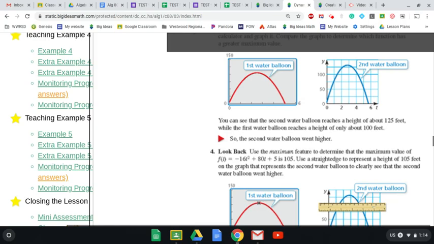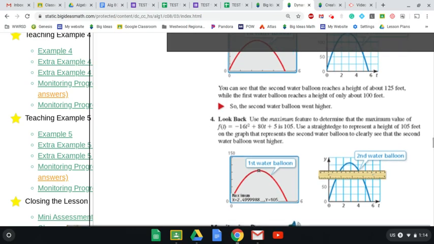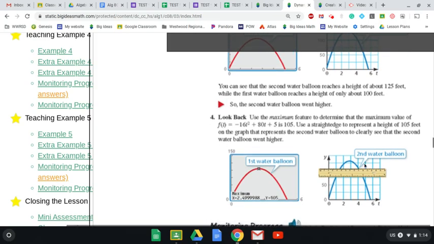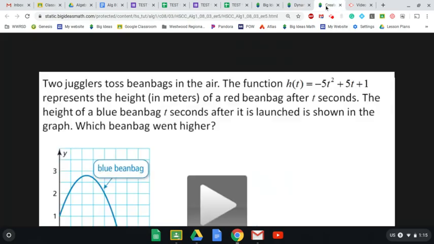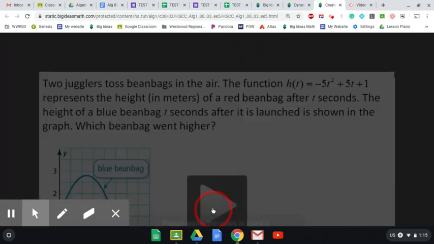Just looking back, you can also use the maximum feature in your graphing calculator to determine the maximum value. To get to that maximum feature, you do second calc maximum, and then you can find that number from there, and I'll show you in the next video how you can use your graphing calculator to find it. Let's look at another example, and let's let Big Ideas explain.